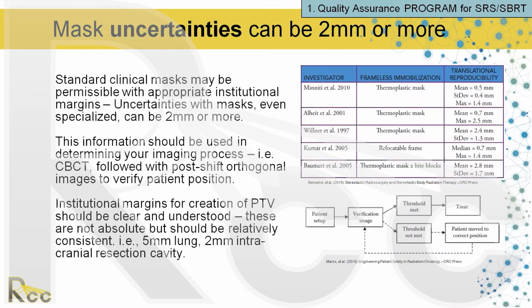And this comes into play in end-to-end testing, because you're testing the whole system, but you want to know how good you can expect to get out of each component of the system. So knowing your mask uncertainty is a starting point. There have been different studies, but mask uncertainties can be 2 millimeters or more. They can also be less if you've got a really good system, but you just need to know your system and what's achievable with it.